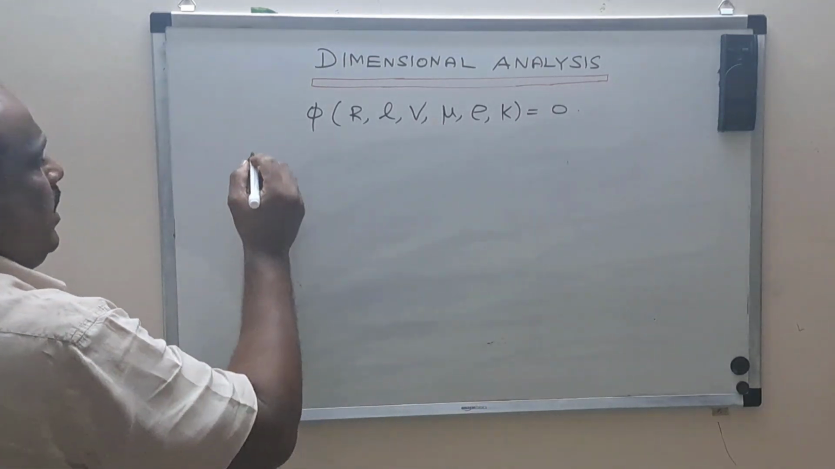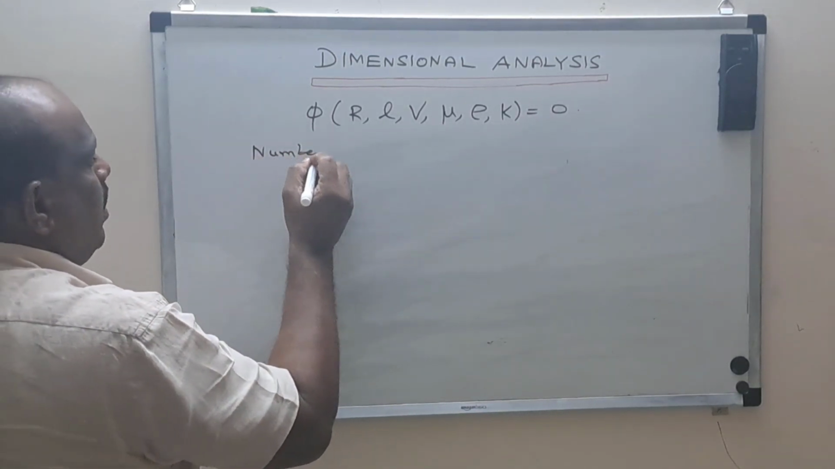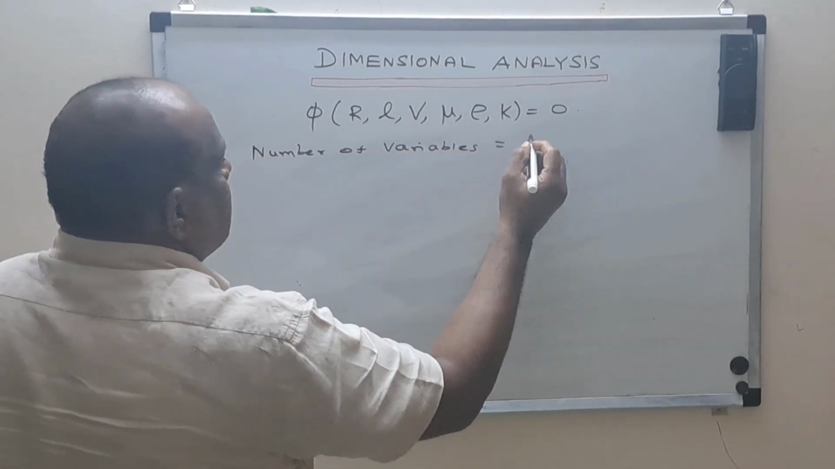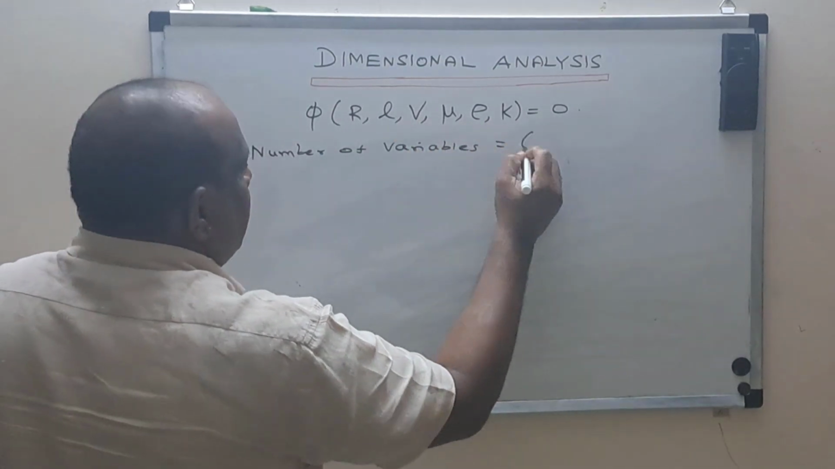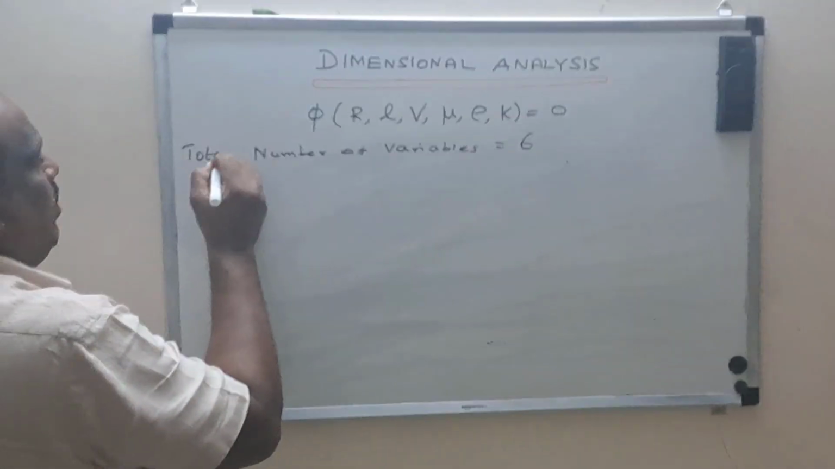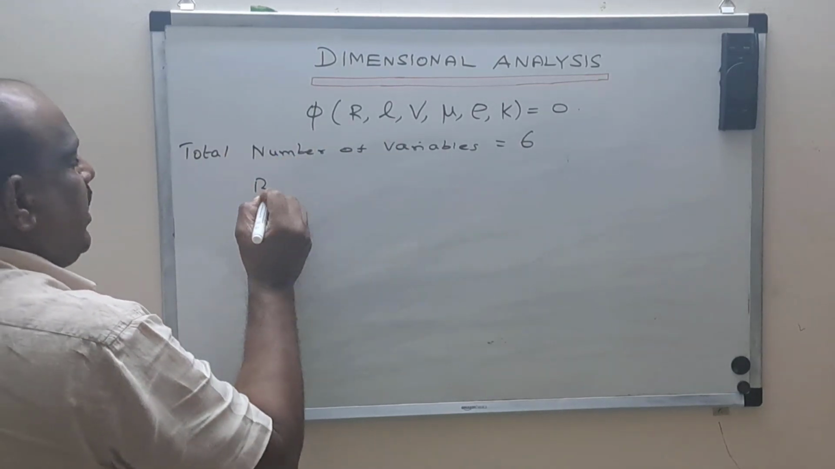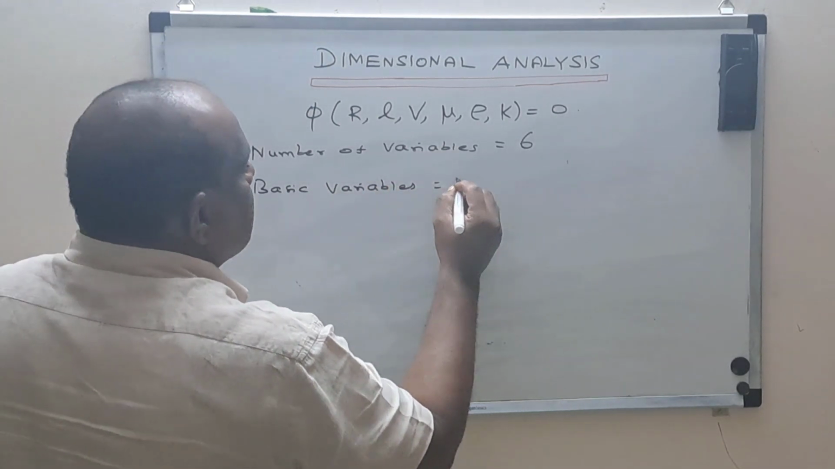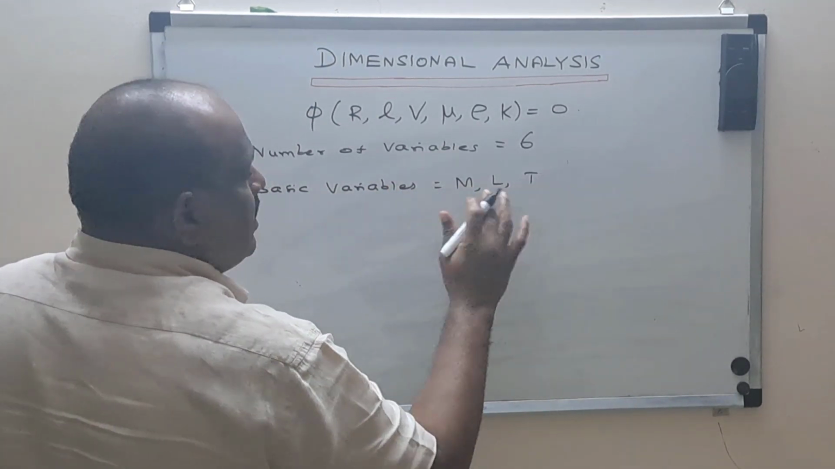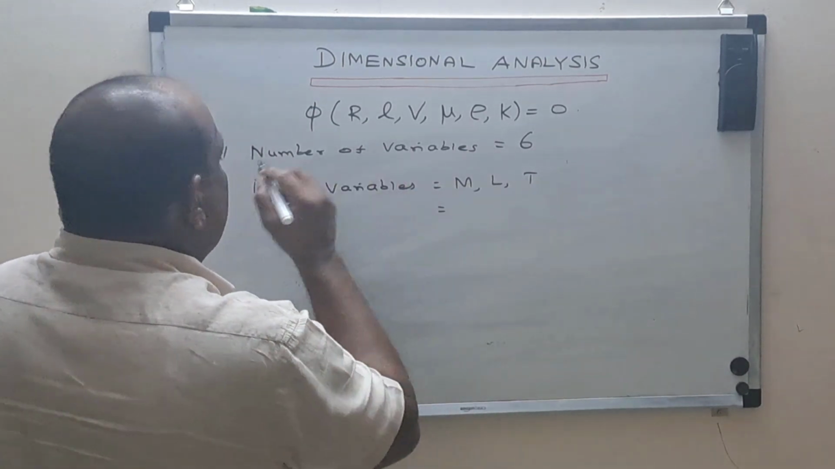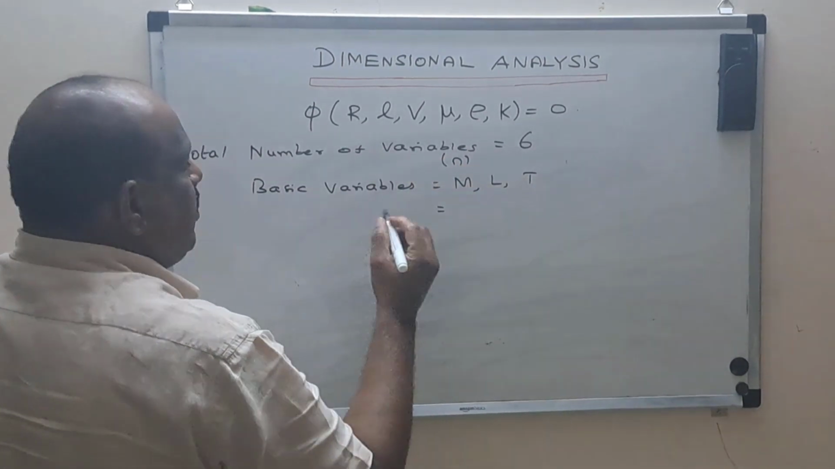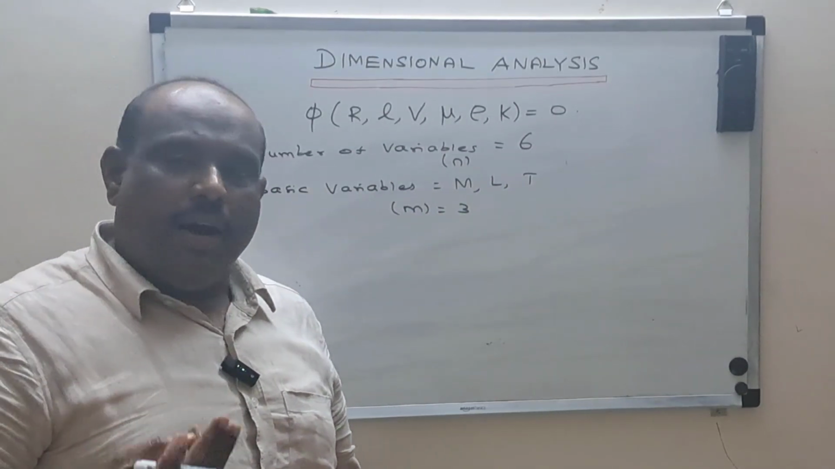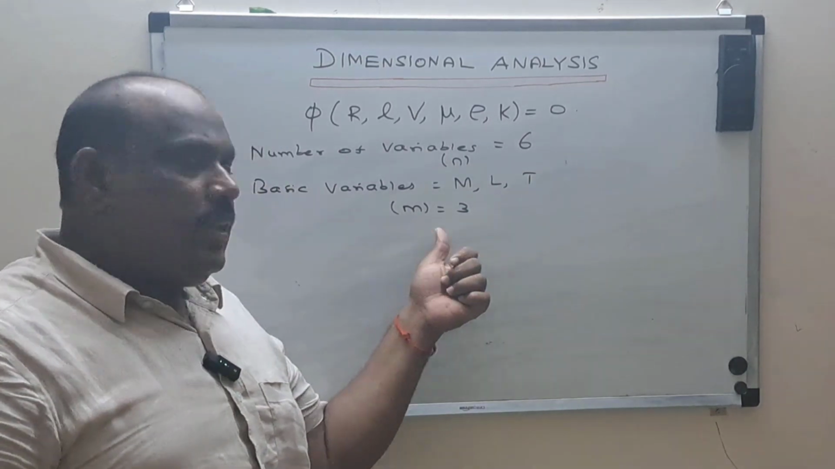So here the total number of variables, whether dependent or independent, is 1, 2, 3, 4, 5, 6. I can call this the total number of variables. Now there are basic variables. What are these basic variables? They are nothing but mass, length and time. This total number of variables is generally called n, and the basic variables are called small m, which are generally 3: mass, length and time. So m equal to 3.